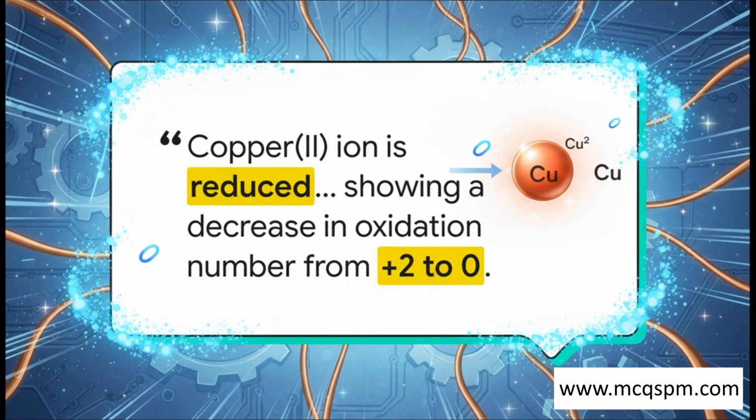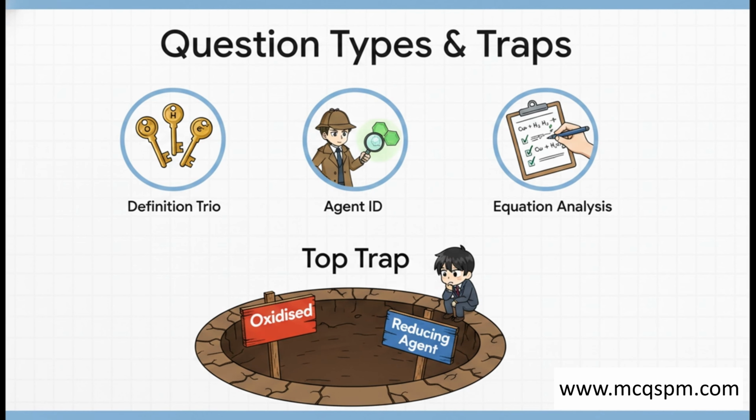But listen up. Here is the number one trap that so many students fall into, confusing the thing being reduced or oxidized with the agent. Just remember this. The substance that gets oxidized is the one that causes reduction in the other substance. That makes it the reducing agent. It's the opposite of what it sounds like, and it's designed to catch you out. Don't let it.